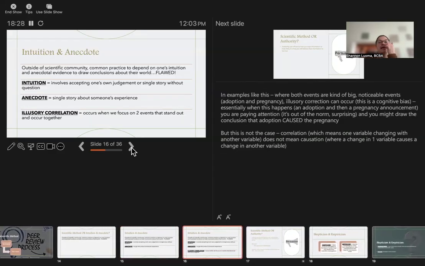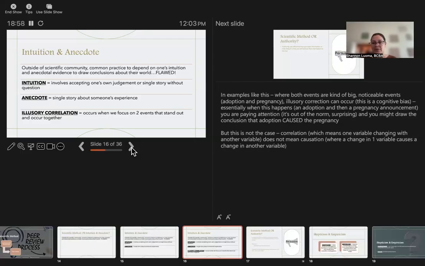And in examples like this too, like the pregnancy example I gave, where both events are kind of big, noticeable events. Adoption and pregnancy are big things that people notice, right? They notice when someone adopts a child, we notice when someone is pregnant. These are visible things we can see. Something called illusory correlation can occur. This is a cognitive bias that we have and that we engage in.